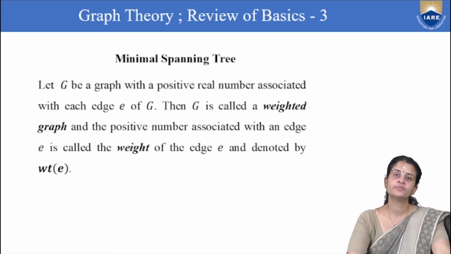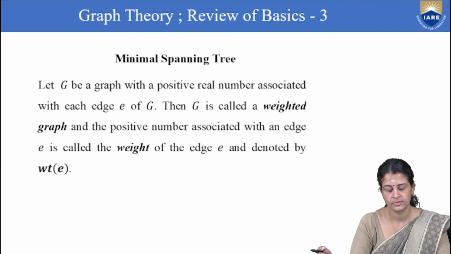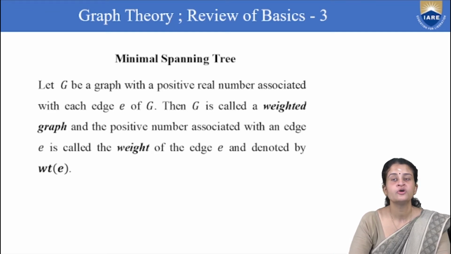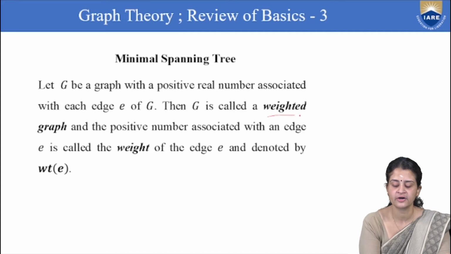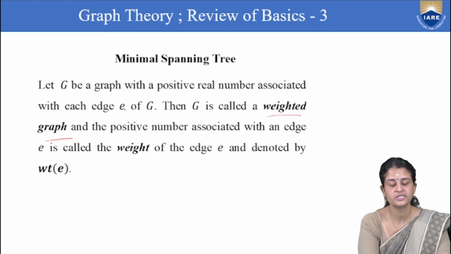Now we are going to the important concept, minimal spanning tree. Before going to the introduction to minimal spanning tree, we will see what a weighted graph is. Let G be a graph with a positive real number associated with each edge E of G. Then G is called a weighted graph. And the positive number that is assigned to each edge E is called the weight of edge E, and it is denoted by WT of E.